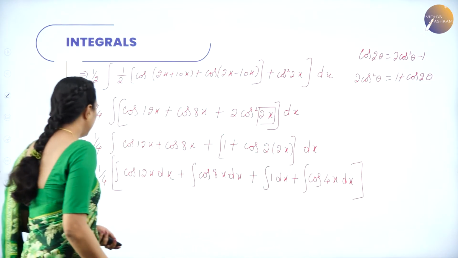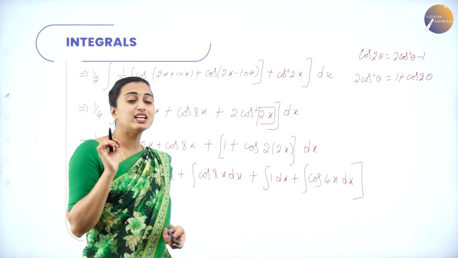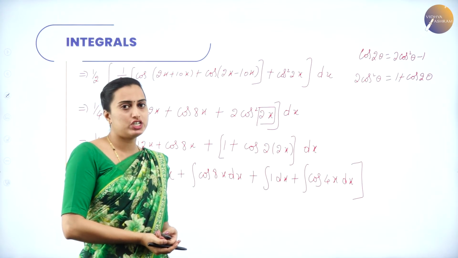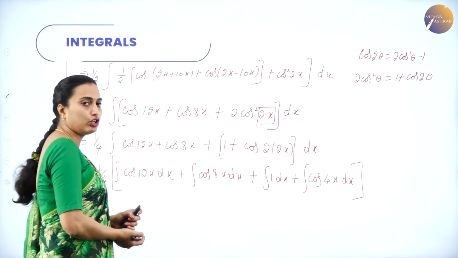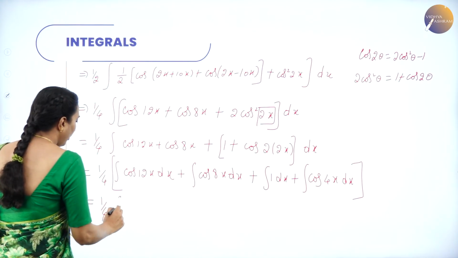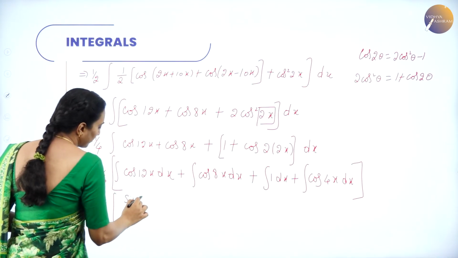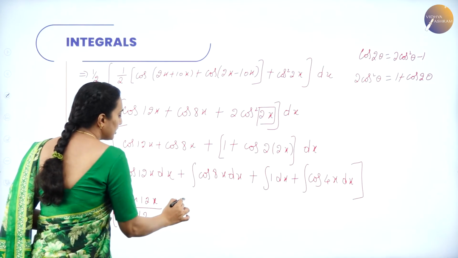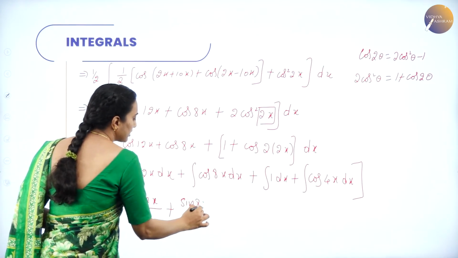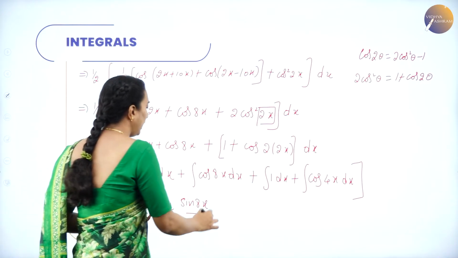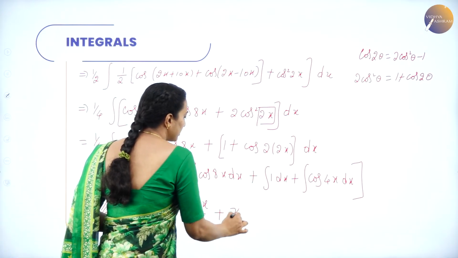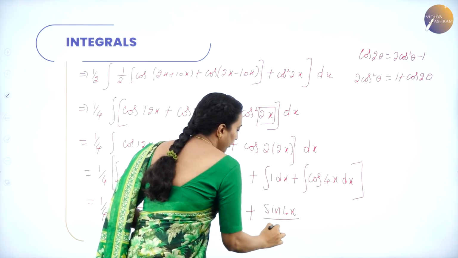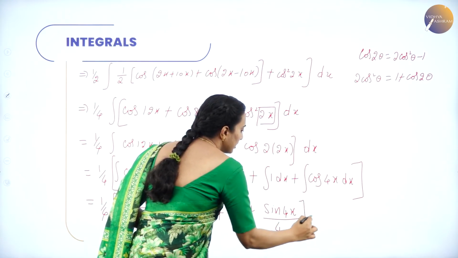Now, again here, you know already, cos ax integration is sin ax divided by a, where a is the coefficient of x. So this will become sin 12x divided by the coefficient of x, 12, plus cos 8x integration is sin 8x divided by 8, plus integral of 1 into dx is x, plus sin 4x divided by 4, that's it, plus c.